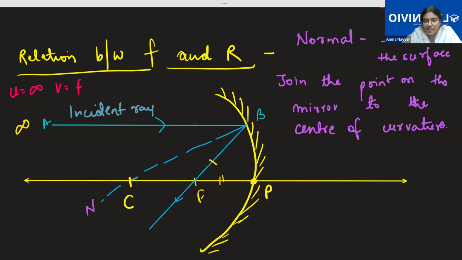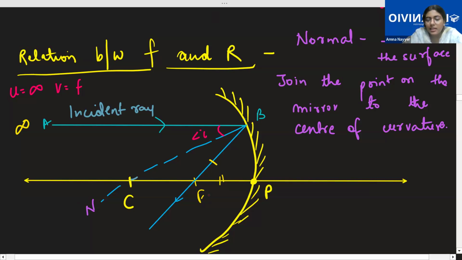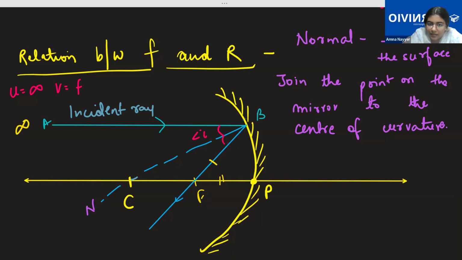Now see, if this is the incident ray, the line passing through the center of curvature is the normal. Now pay attention and tell me one thing. If this is the incident ray, this is the normal. What is this? Angle of incidence. Very good, Zainab. This is the angle of incidence. If this is the angle of incidence, this should be the angle of reflection. Yes, correct. Very good.